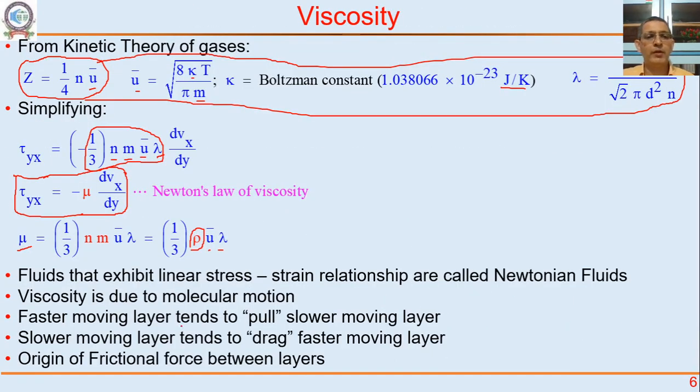It is because of the molecular motion. So viscosity is because of the molecular motion. It is representing as if there is a pull on a slower moving layer by a faster moving layer, or a slower moving layer is tending to pull back, drag the faster moving layer. So this is the force that is experienced when one layer is trying to move over another layer. And that is the origin of friction between these layers.